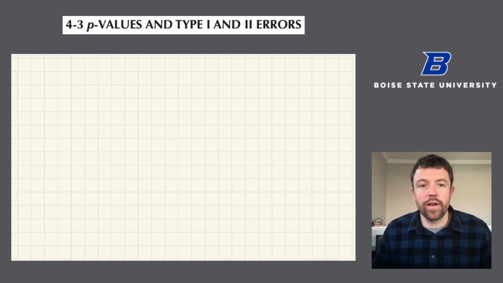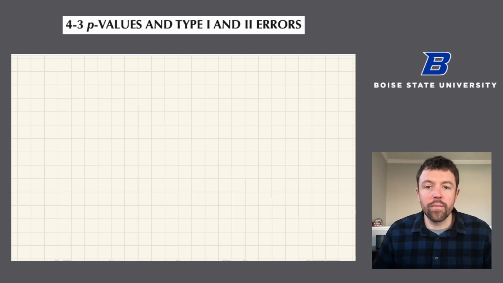In section 4.3, we're going to continue working with one sample t-tests for a population mean. One of the main goals of this section is simply to get more practice working on these tests. The other goal is to introduce you to some details that are easy to miss the first time around.